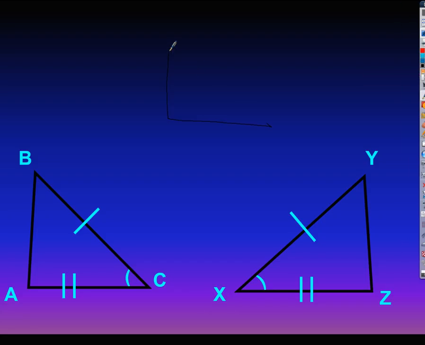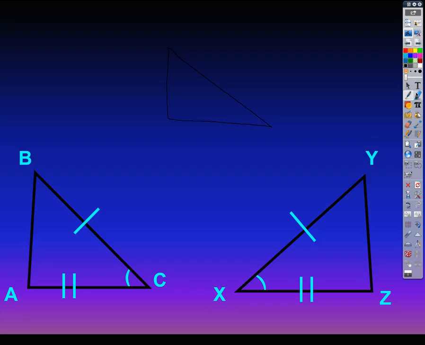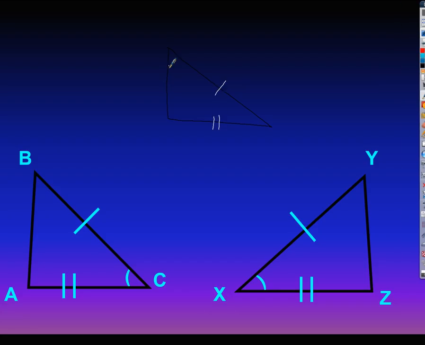What if we had triangles with this congruence relationship? Say we had that one. That doesn't work, right? Because now it doesn't fit the pattern. That would be angle, side, side. That's not our pattern. Side, angle, side, right?